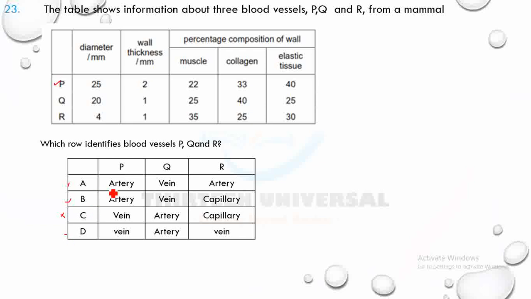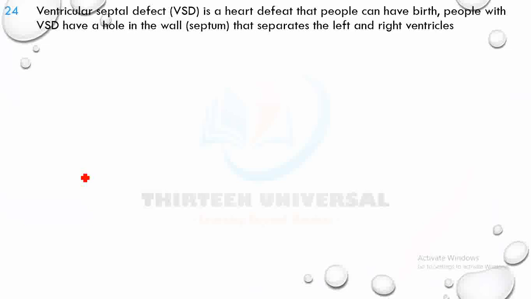So P is the artery. Let's check Q. Q is less thick, and it has muscle and collagen, but the artery has more elastic tissue because it maintains blood pressure. So that means Q is a vein. Now for this one, can you see it has thickness and all of this? It cannot be a capillary. A capillary is one cell thick and doesn't have muscle or collagen, so it's definitely going to be A, based on the knowledge of their structure.